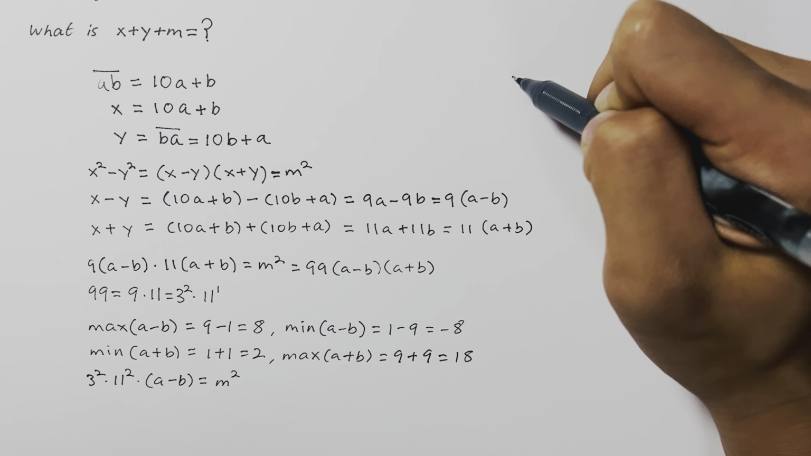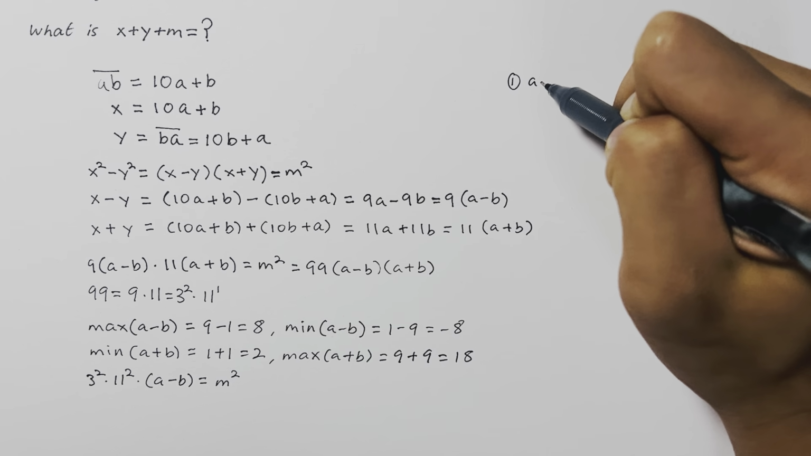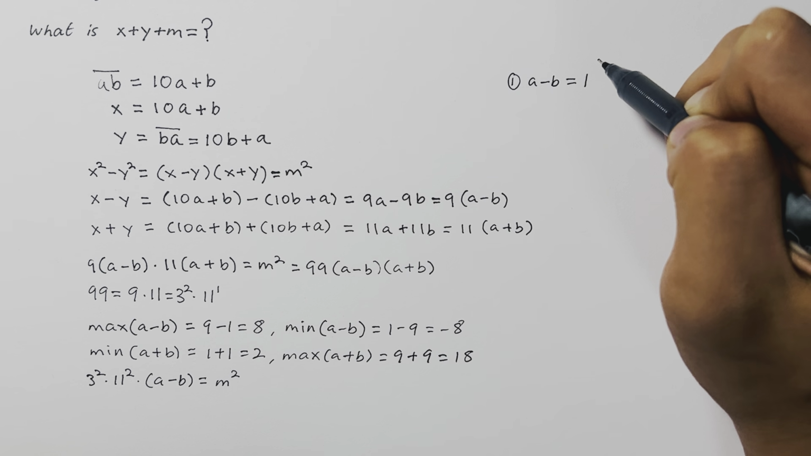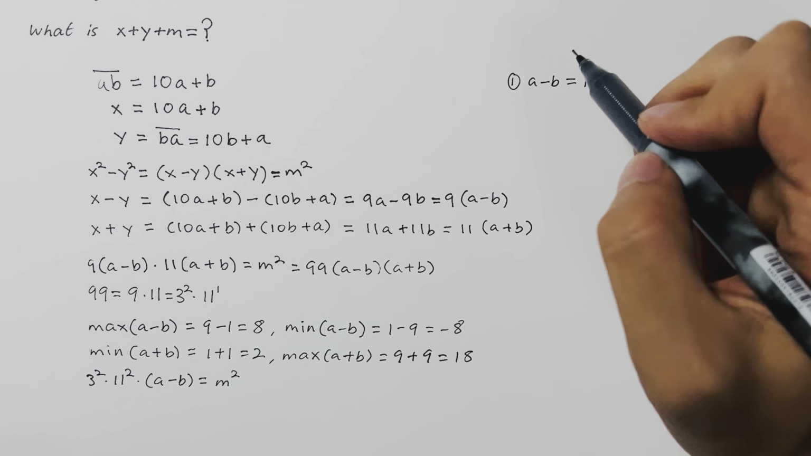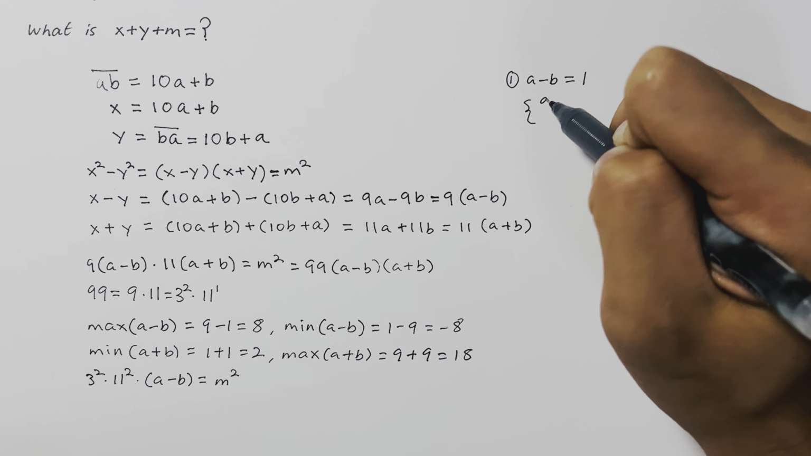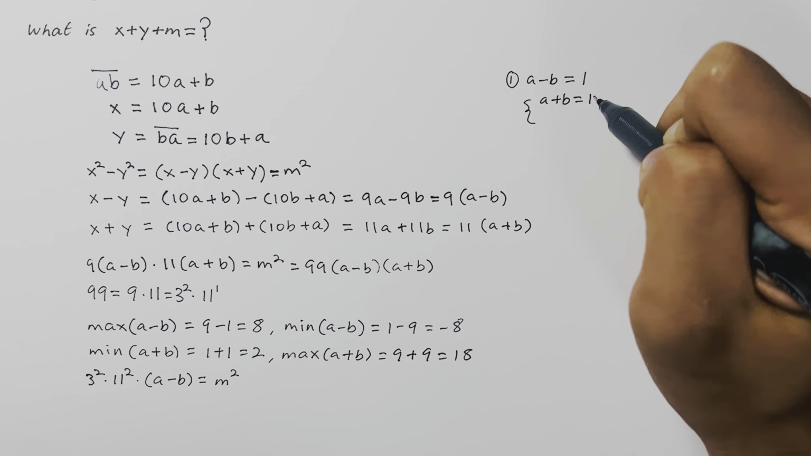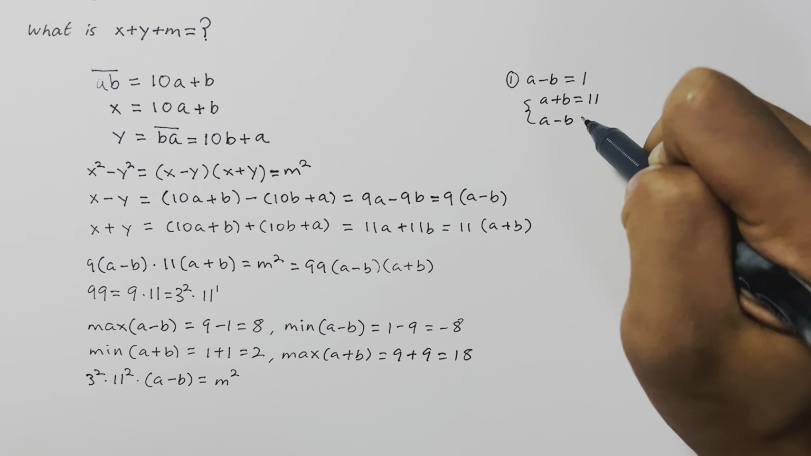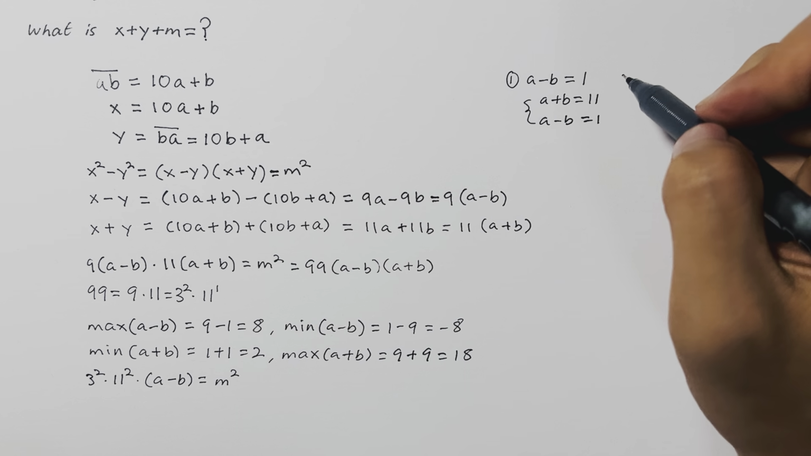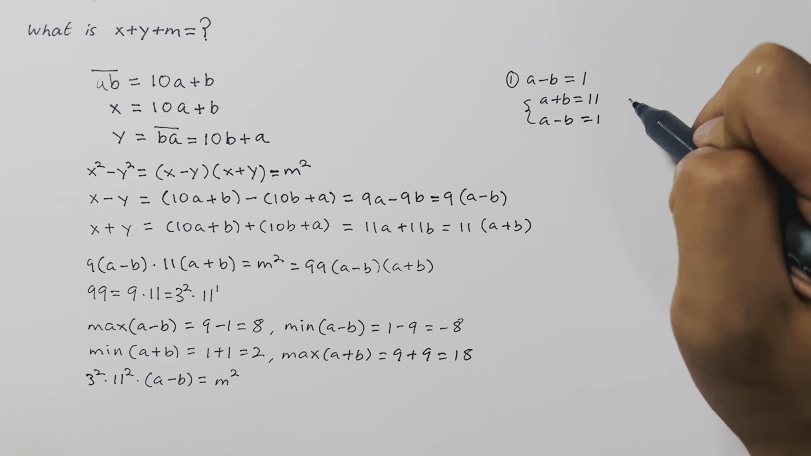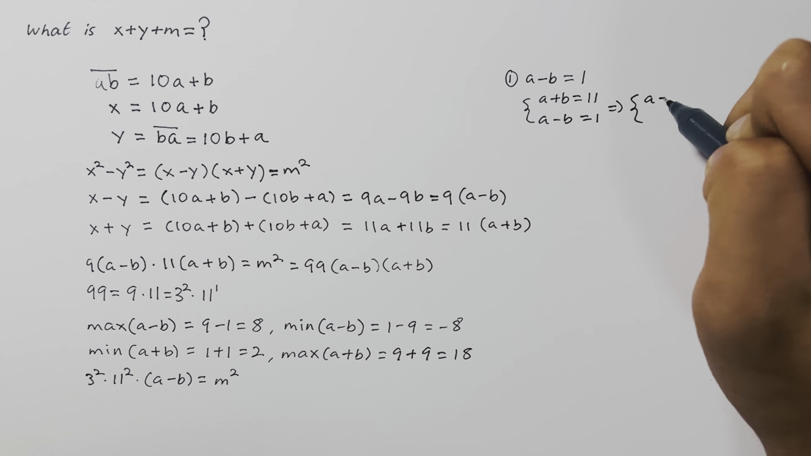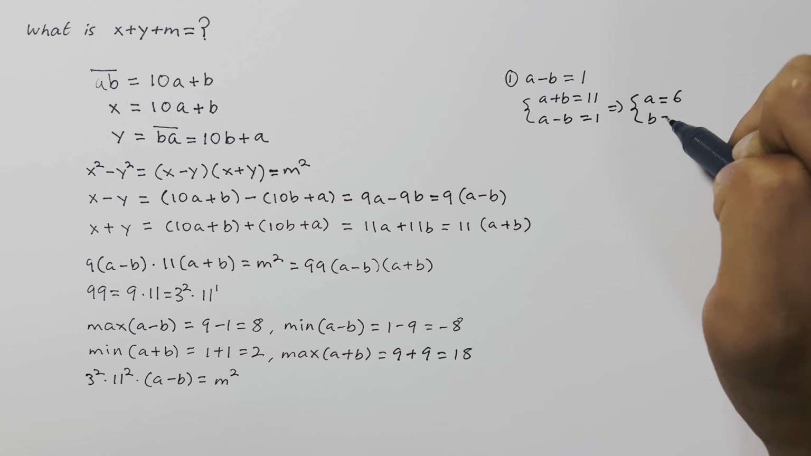The first case, a minus b equals to 1. So the first system would then be a plus b equals to 11, a minus b equals to 1. We can add the equations to cancel out b. So we have 2a equals to 12, a equals to 6. And b equals to 5.